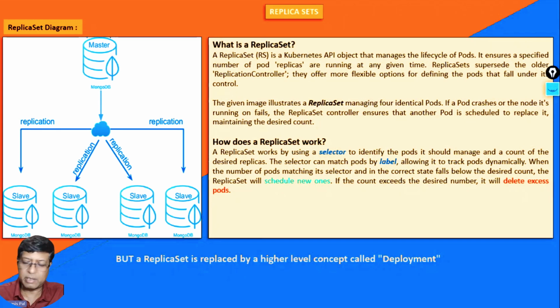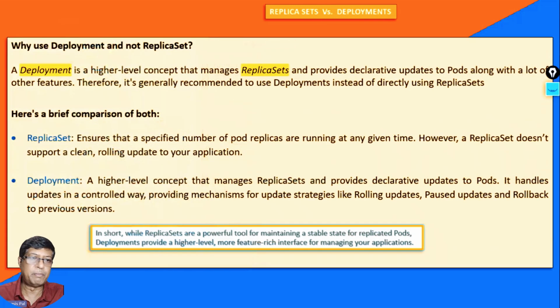What is a replication set? What is a replica set? What is a deployment? Why do we not go for a replica set? Earlier we used to use a replica set as an object. Nowadays, after version 1.7, as I told you, it is replaced with deployment. Deployment is a higher level concept that itself manages replica sets. So I do not need to go for a replica set.